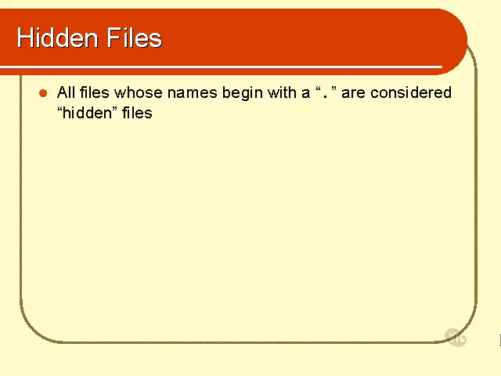A hidden file is simply a file whose name begins with a dot, a full stop. Yes, it is possible in Unix for a file name to begin with a dot. So that's what a hidden file is. Now, what does it actually mean?